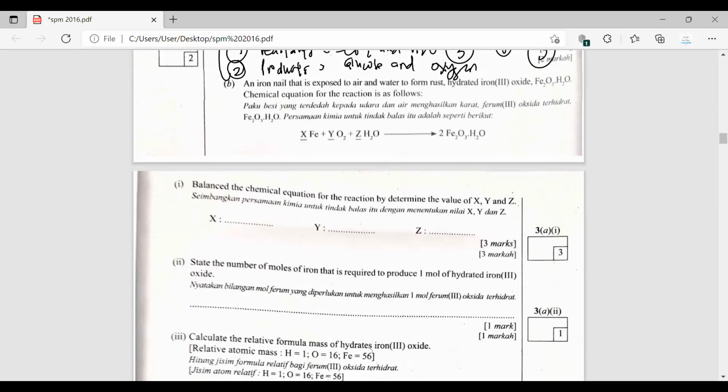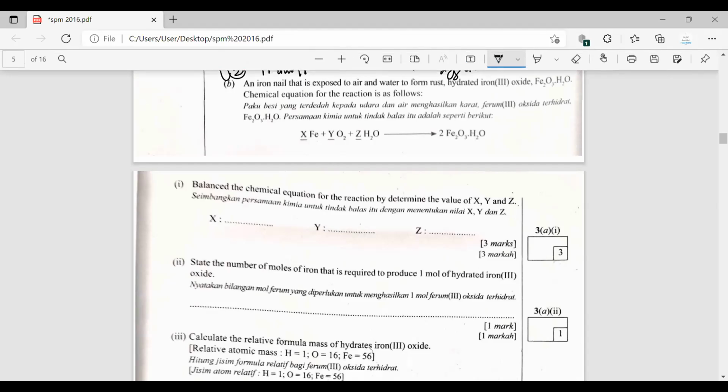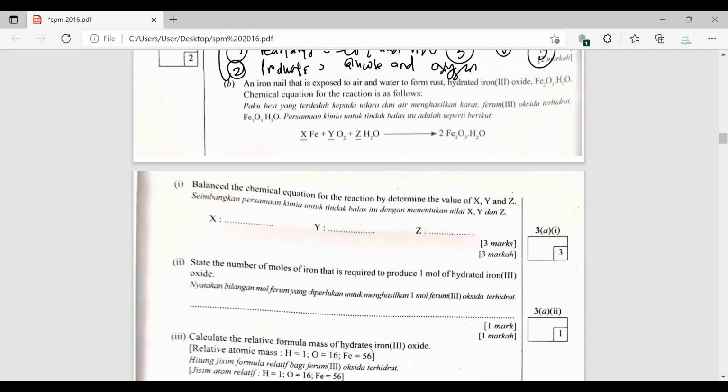Okay, so again, this is rusting. You all learned in chapter 5, chapter 1. What's my equation here? For X, for Y, and for Z. You need to balance it. See whether you're balancing correct or not. See, balancing, you know how to do.